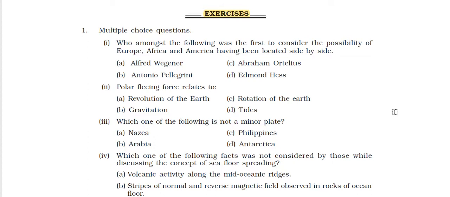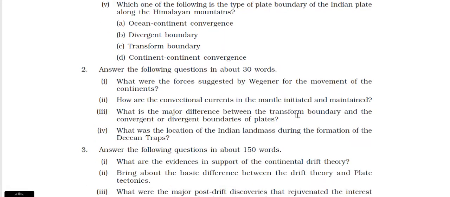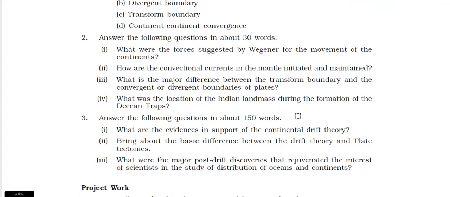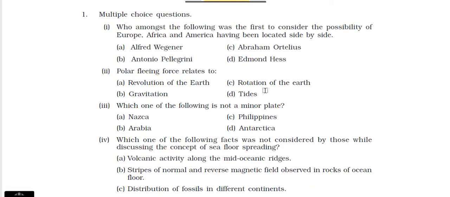So there will be a combination of multiple choice questions. Then we have short question answers, 30 marks, and then we have long question answers of around 150 words. Now let's continue with MCQs.